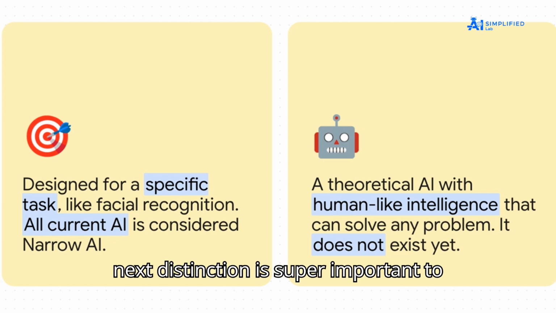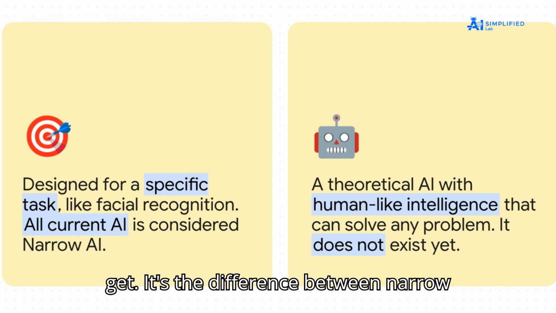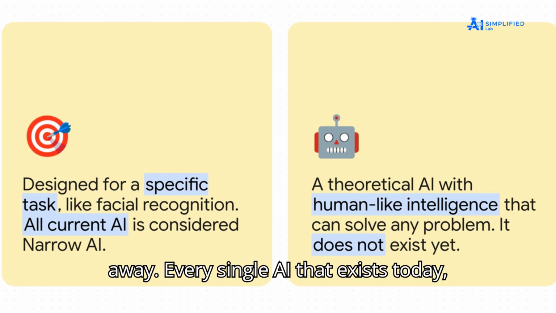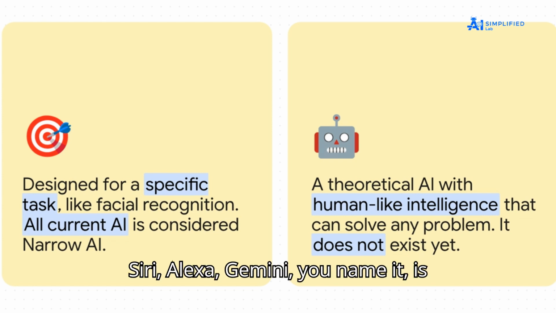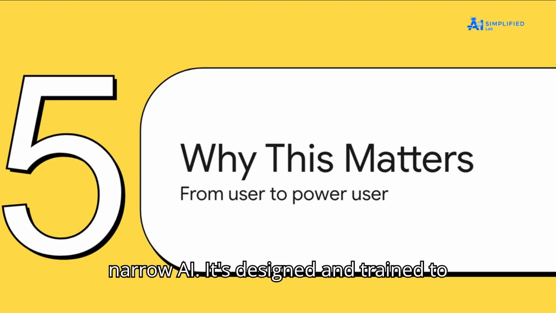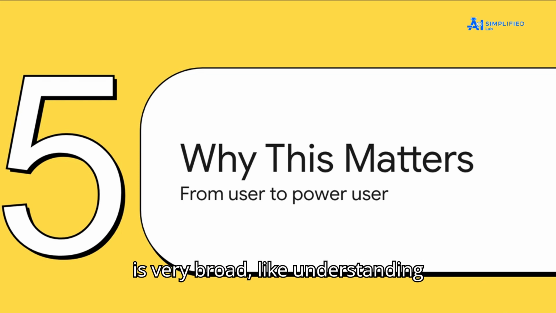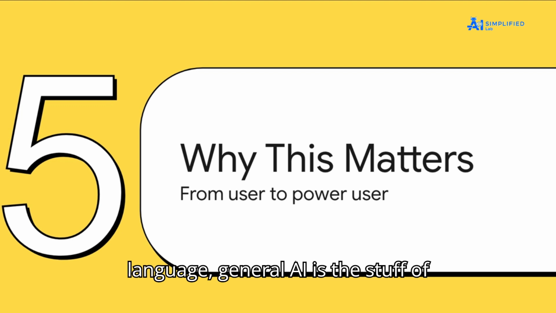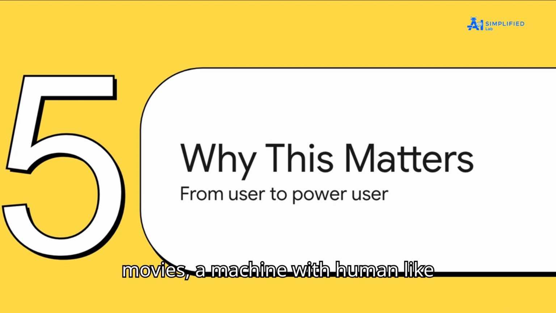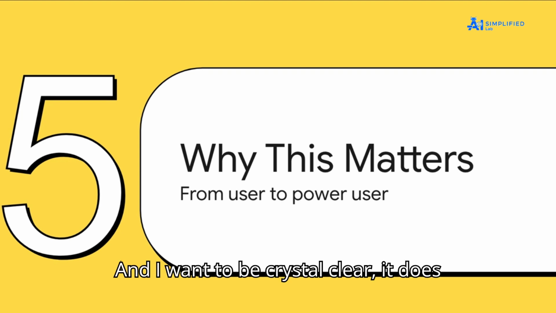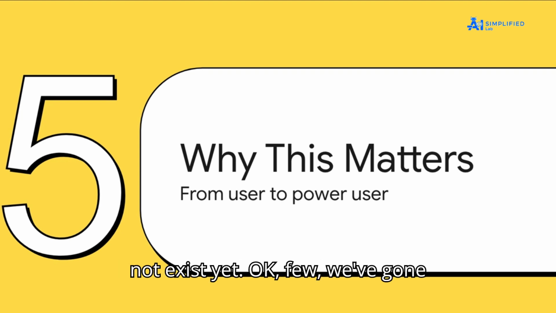And this next distinction is super important to get. It's the difference between narrow AI and general AI. Here's the key takeaway. Every single AI that exists today, Siri, Alexa, Gemini, you name it, is narrow AI. It's designed and trained to do a specific task, even if that task is very broad, like understanding language. General AI is the stuff of movies, a machine with human-like consciousness that could learn anything. And I want to be crystal clear, it does not exist yet.